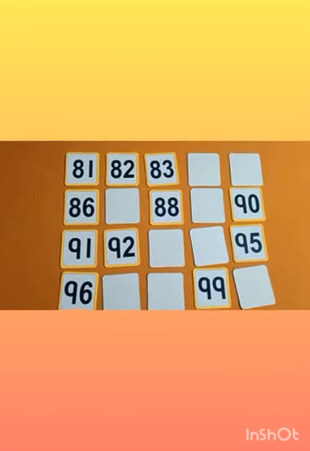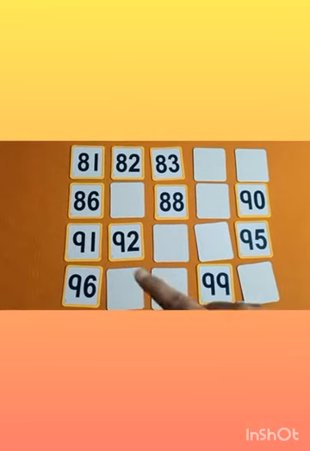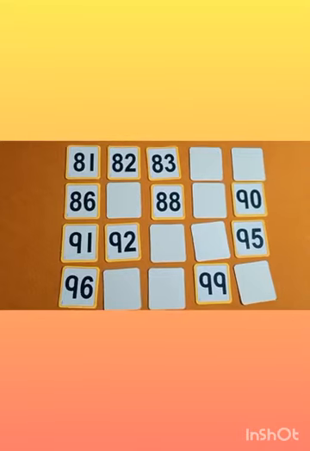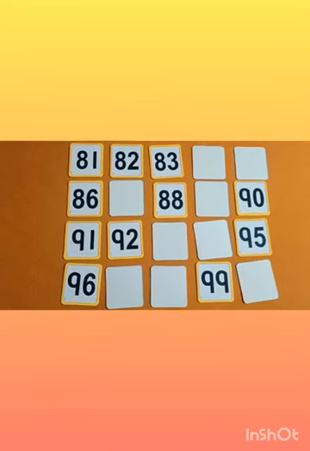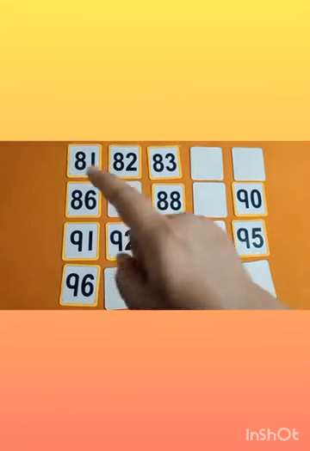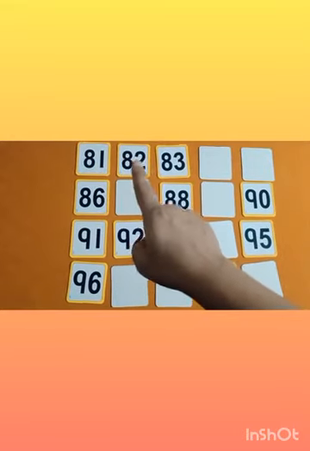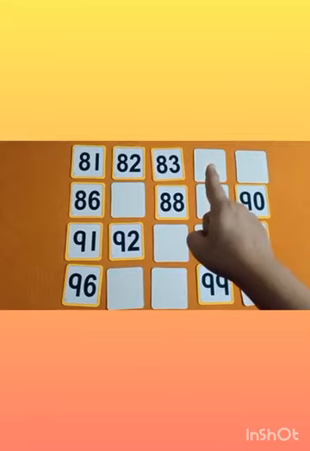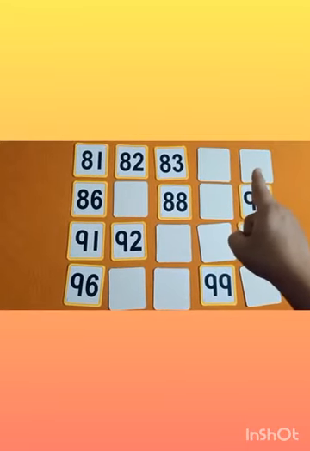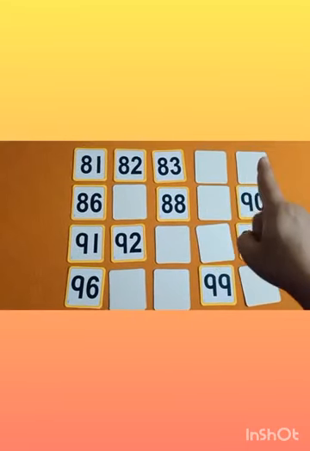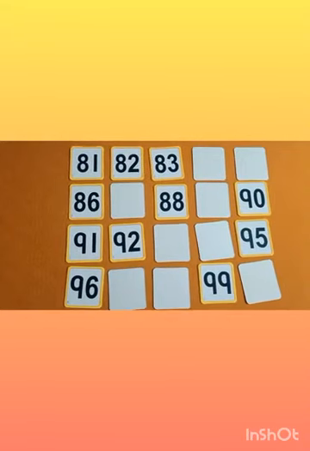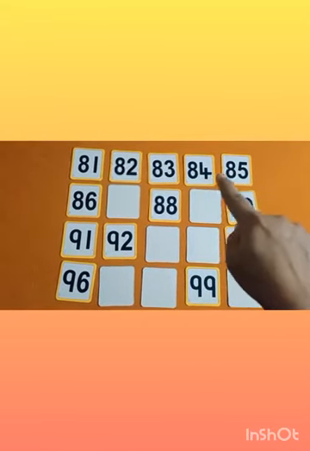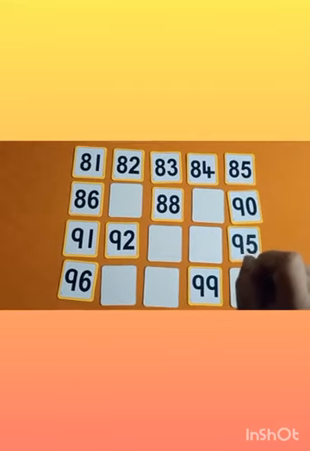Let's take one more example. Here flashcards are given and the numbers are written on it. And some of the numbers are missing. We have to find out those numbers. So let's find out. 81, 82, 83. What is missing here? What comes after 83? 84 and then 85. So 84 and 85 are missing. So let's find out. Here they are, 84 and 85.